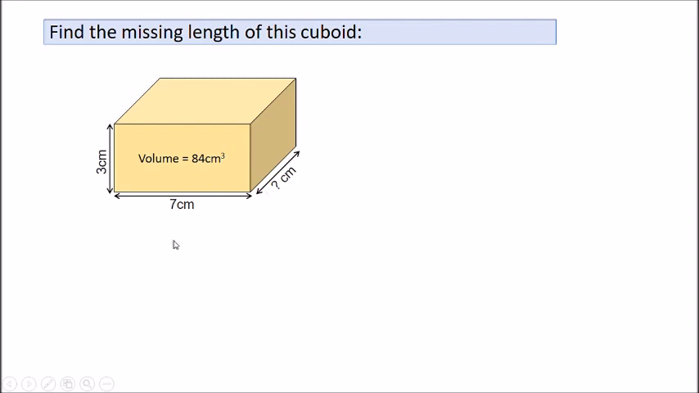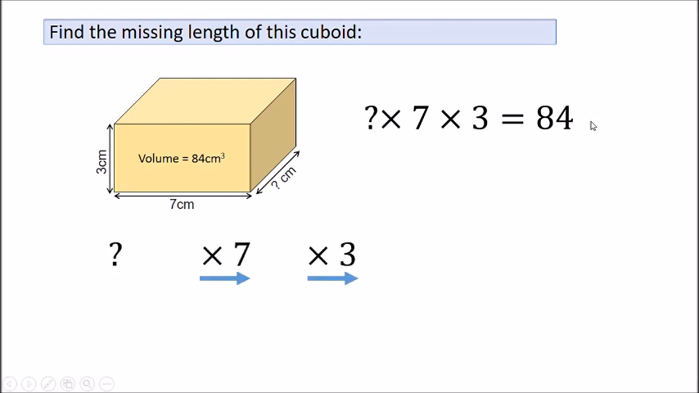Well, let's think about how we work out the volume. We multiply these 3 lengths together, and that equals the volume. So I know that something times by 7 times by 3 gives me 84. So if you times these 3 together, it should give us 84. Okay, so something times by 7 times by 3 gives me 84.